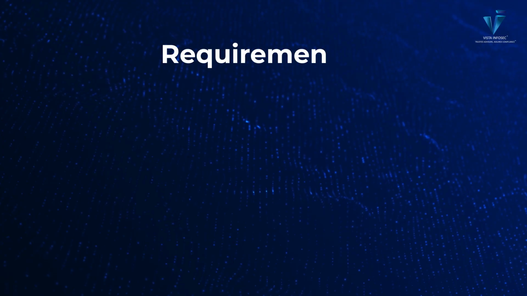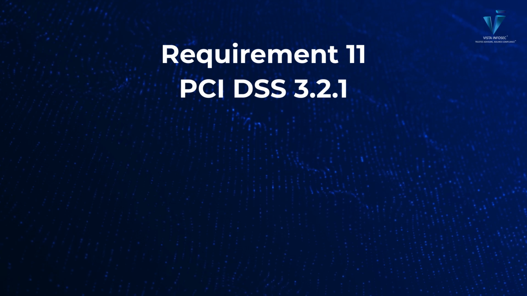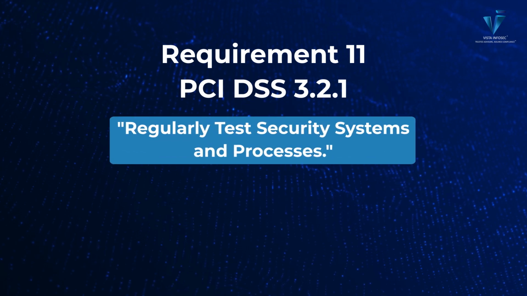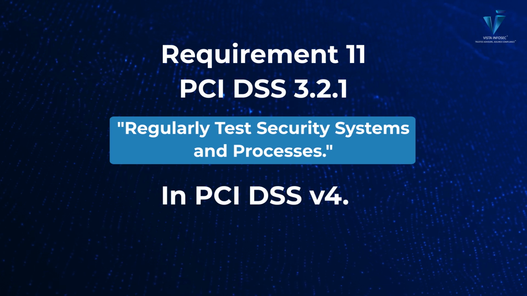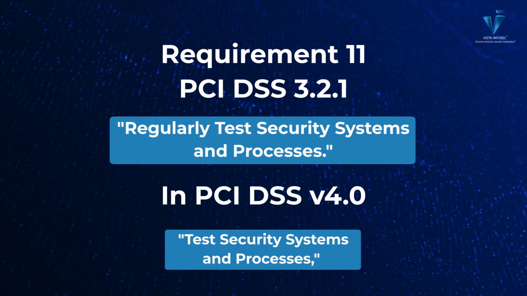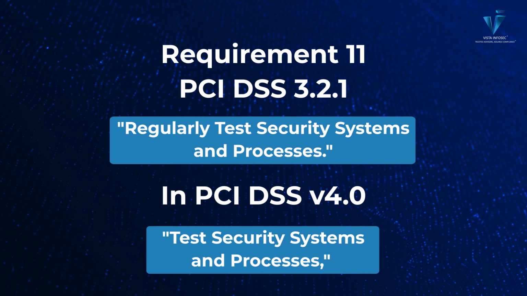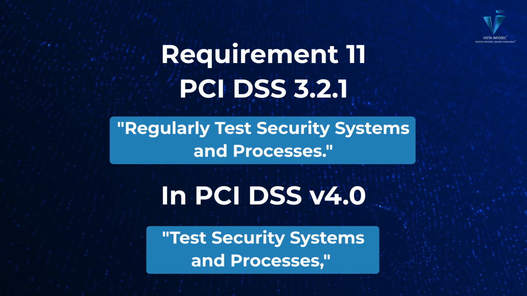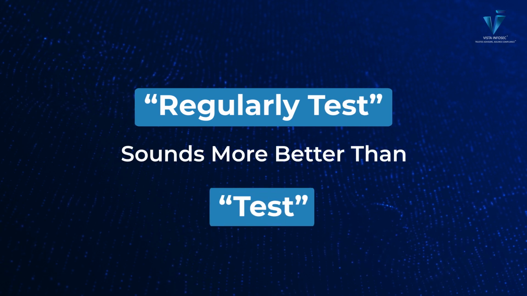So straight up, in the earlier version, PCI DSS 3.2.1, requirement 11 was titled "Regularly test security systems and processes." But in this new version, it has been updated to "Test security systems and processes." The word "regularly" has been dropped. So why? Thinking about it, "regularly test" sounds better than just "test." But there is a reason.